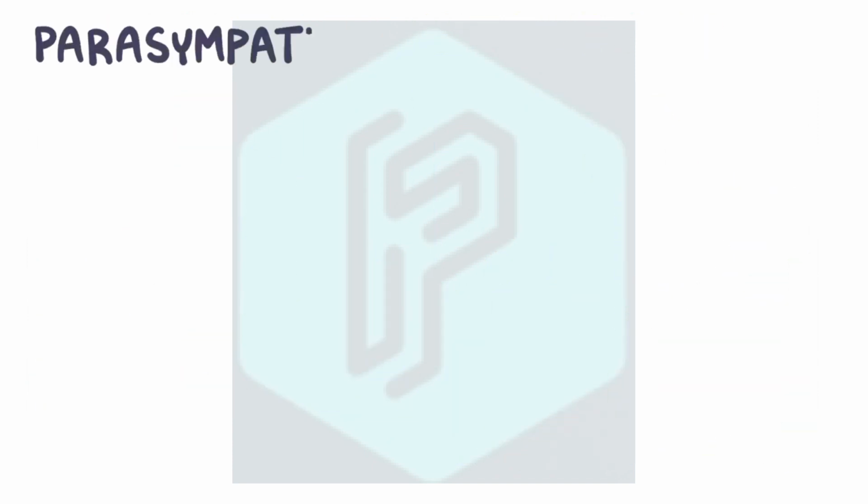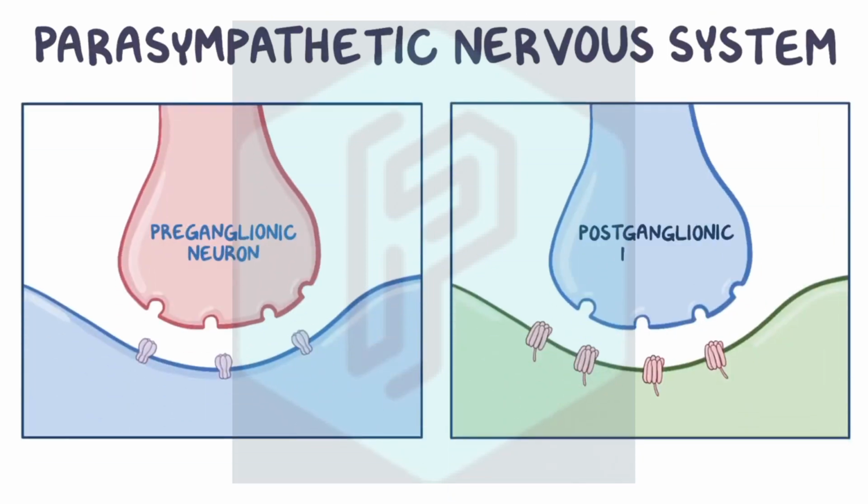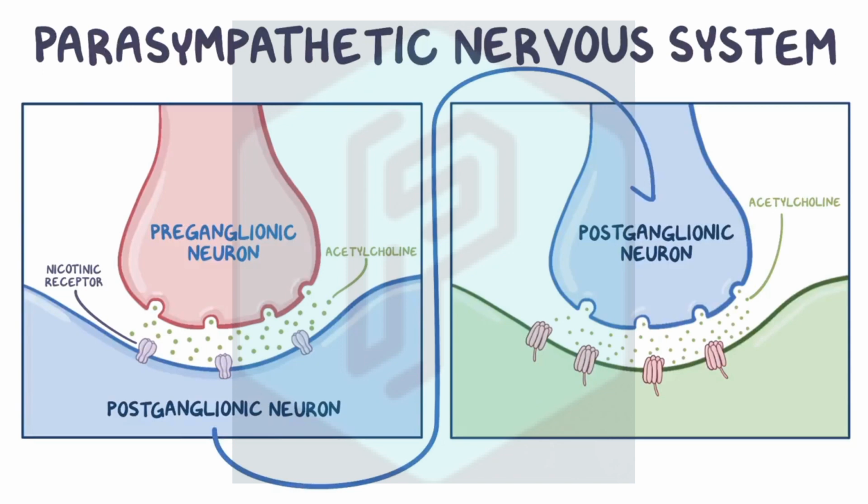Now, for the parasympathetic nervous system, both preganglionic and postganglionic neurons release acetylcholine. The acetylcholine released by preganglionic neurons binds to nicotinic receptors on postganglionic neuron cell bodies. Then, the postganglionic neurons release acetylcholine, but in this case, it binds to the muscarinic receptors on the target organ cells.